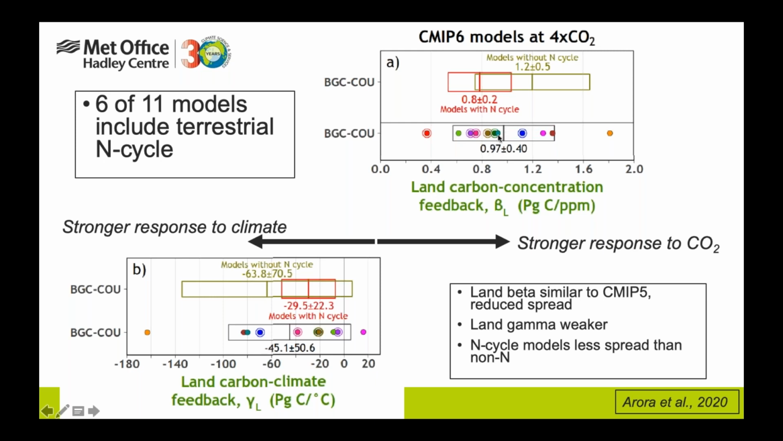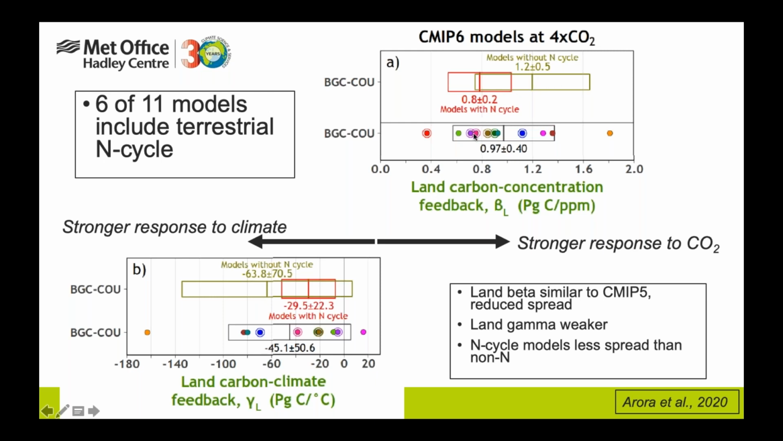But we can split that now into models with and without a terrestrial nitrogen cycle. And that's one of the big developments across models. So CESM in CMIP5 was the only model with a nitrogen cycle, so Peter Thornton will remember that well. But now approximately half the models have a nitrogen cycle, and if you split them out, the models with a nitrogen cycle tend to have a smaller response and a reduced spread. So this red bar is smaller in extent than this brown bar.